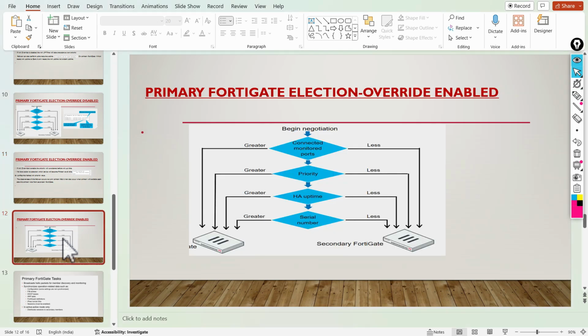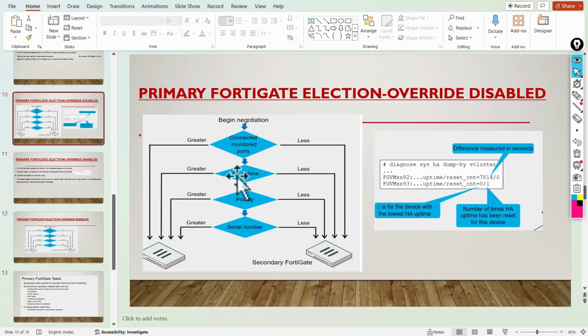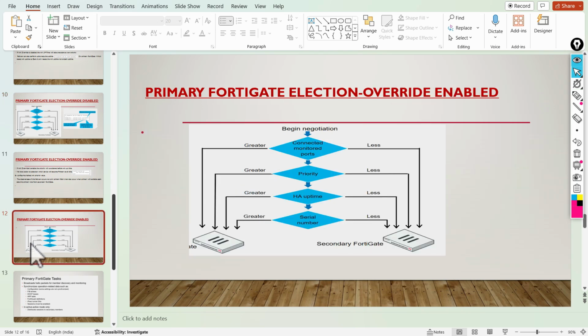So this is also the selection process when HA override is enabled. Let's understand this also. If I compare both scenarios, in the case when it was disabled, it was HA uptime and then priority. Here we can see that after connected monitor ports, the priority is taking the place, and then after that HA uptime and the serial numbers.